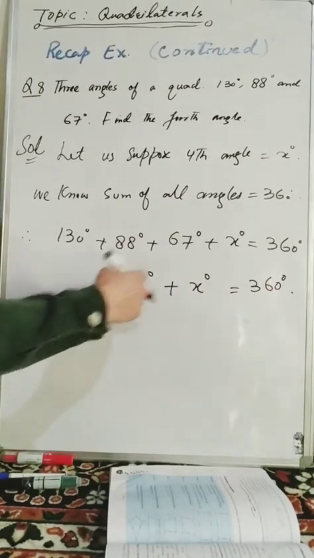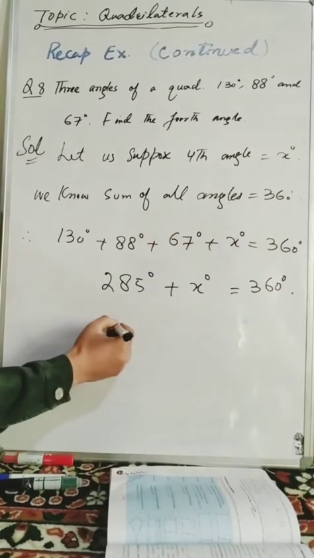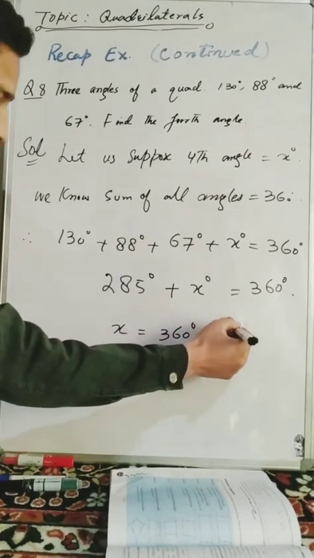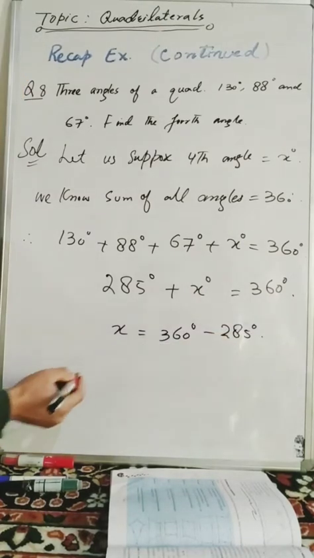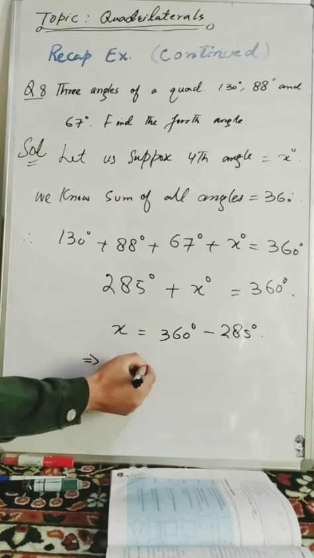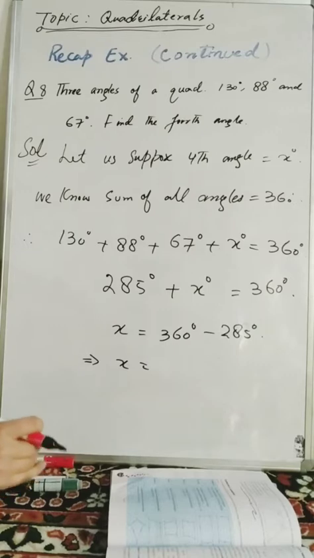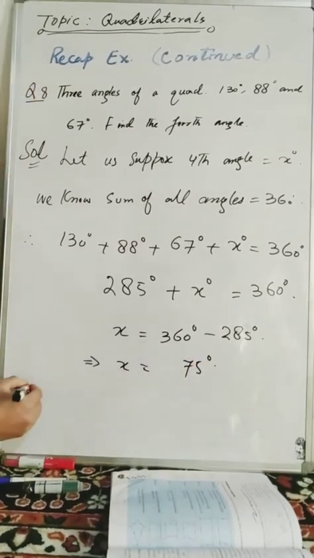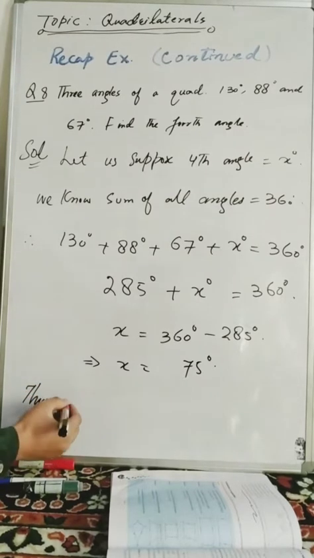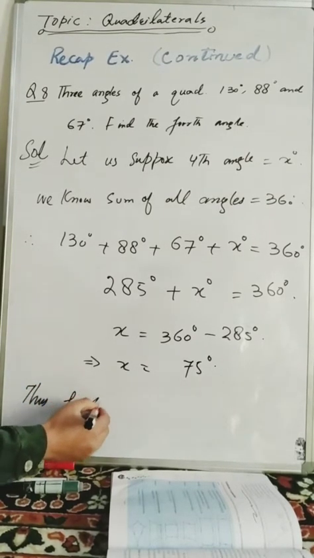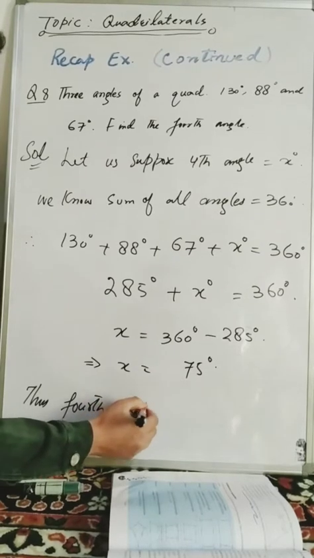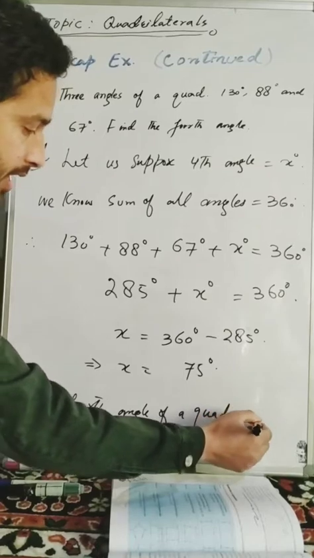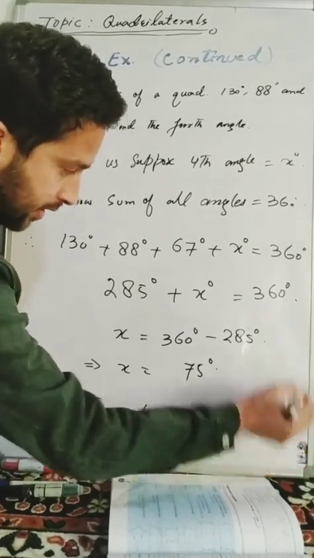Now transposing this 285 towards right side, we get x is equal to 360 degree minus 285 degree. So therefore we calculate the value of x, that is x is equal to 360 degree minus 285, that is 75 degree. Thus the fourth angle of a quadrilateral is equal to x, that is 75 degree.